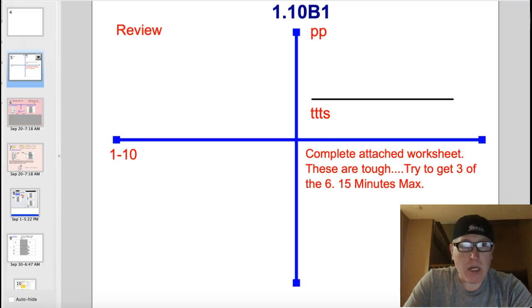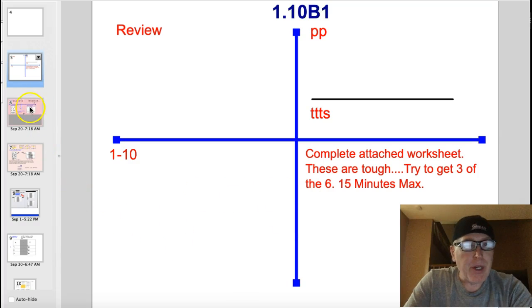1.10b1. Today we'll be writing two variable equations for function tables. We'll start off with a review. Of course, we got a video with pause problems and tickets to the show. We're going to do 1 through 10 together, guided problems. And then I'm going to have you try some pretty tough ones. And I'm hoping you'll get 3 out of 6. We got a 15-minute max on the worksheet.